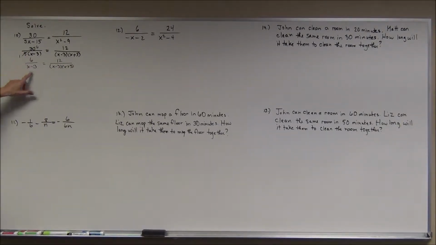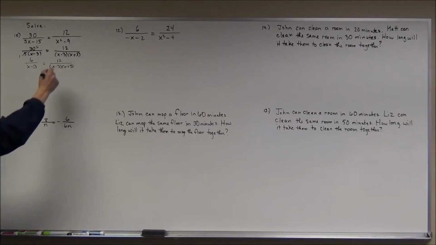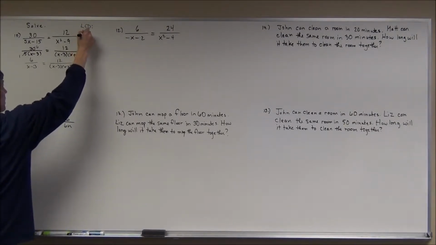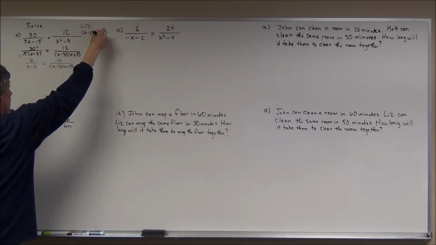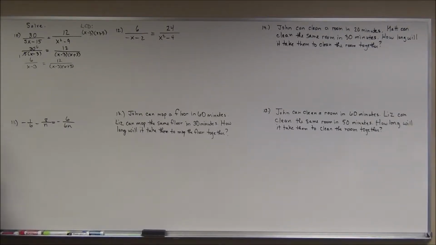I have less in my denominator here, and my LCD, can you see it? Because this x minus 3 is already in this x minus 3 here. So it would be this denominator. My LCD here, I'm going to write it out over here, would be x minus 3 times x plus 3. So I'm going to multiply both sides by that. I'm going to put it in a different color here. See if this one works.